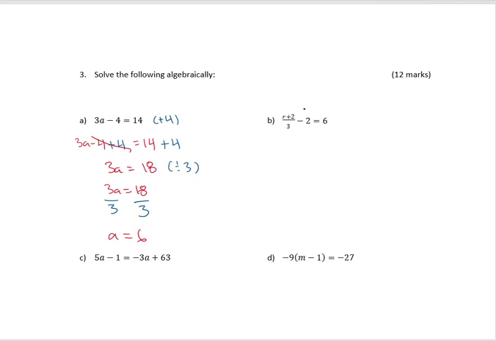Now this one's a bit tricky, part B. So remember, this is a fraction. That's a fraction. And then over here is the extra term. So you want to get rid of the extra term, okay? So to get rid of the extra term, you're going to apply that inverse operation. So plus 2. Maybe I'll write it in black.